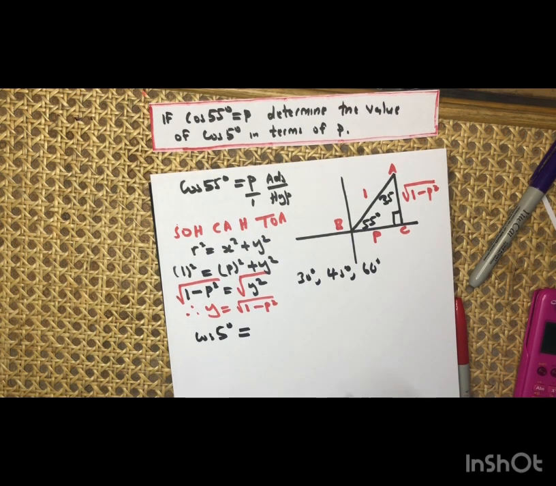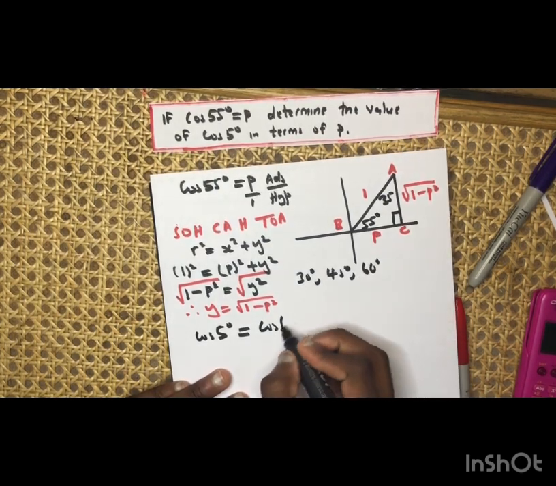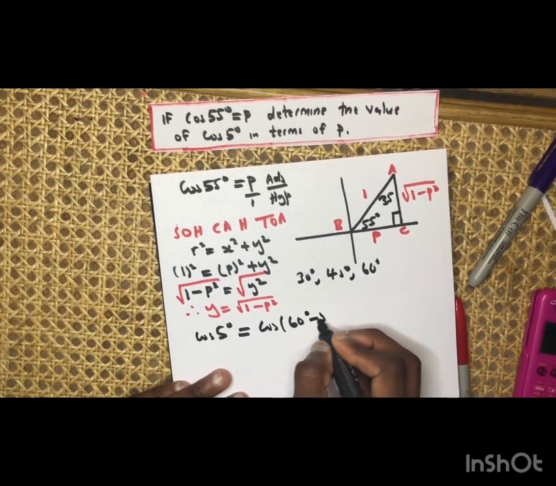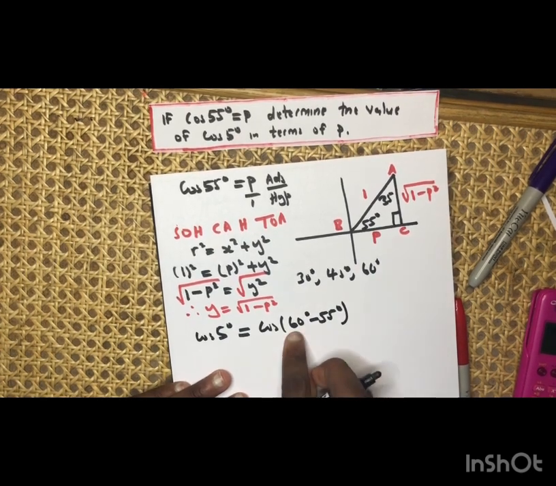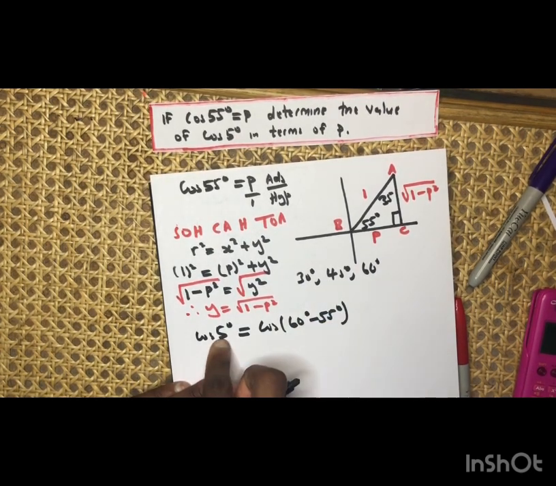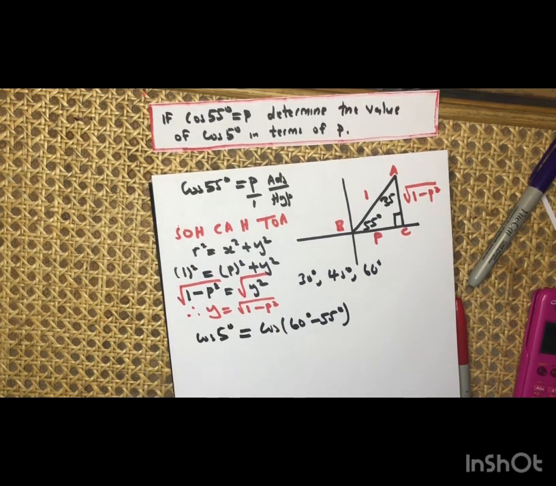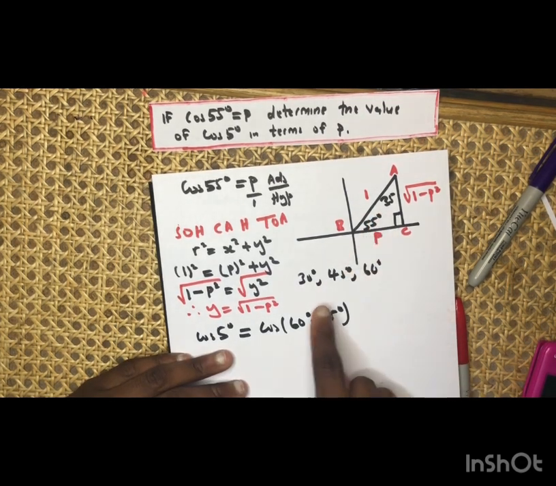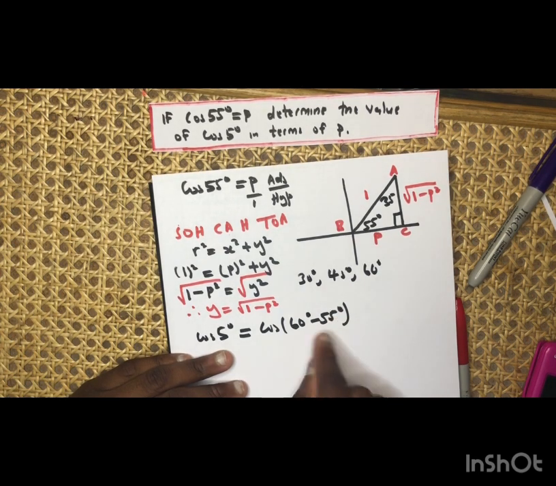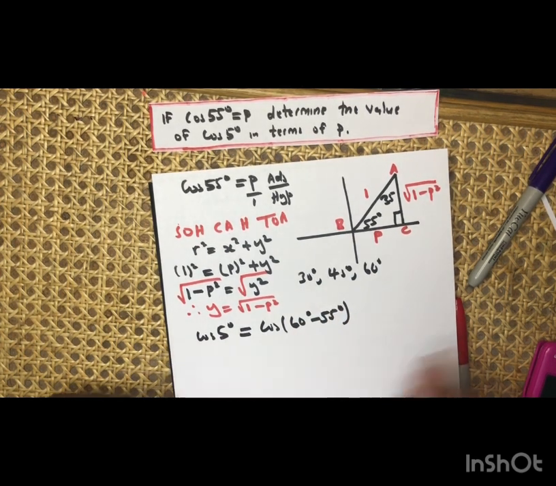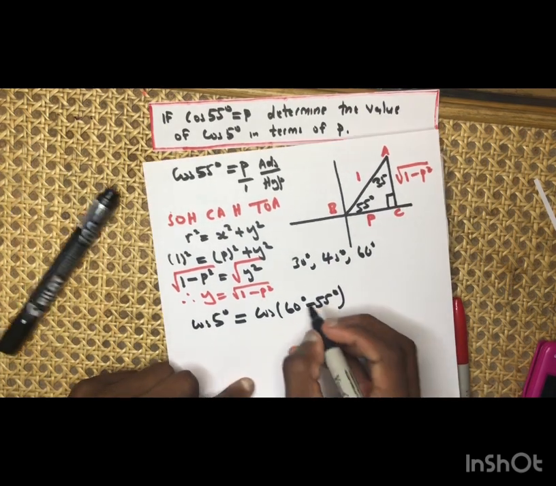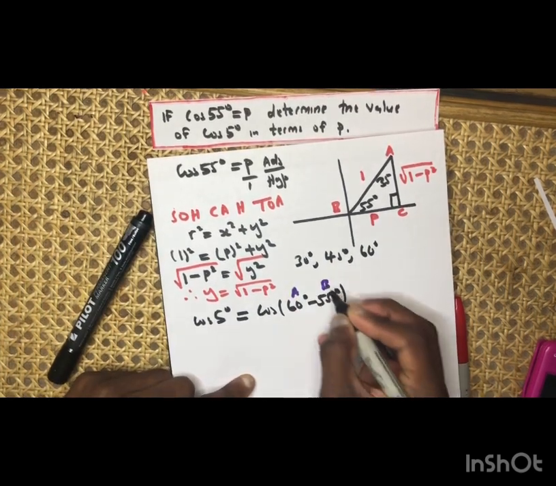It's either you use these angles, or your special angles, or your reductions, or your cofunctions. So here I'm going to say cos of 60 minus 55, and 60 minus 55 still gives me 5. Understand? So now you are going to consider this one as your A and this one as your B.